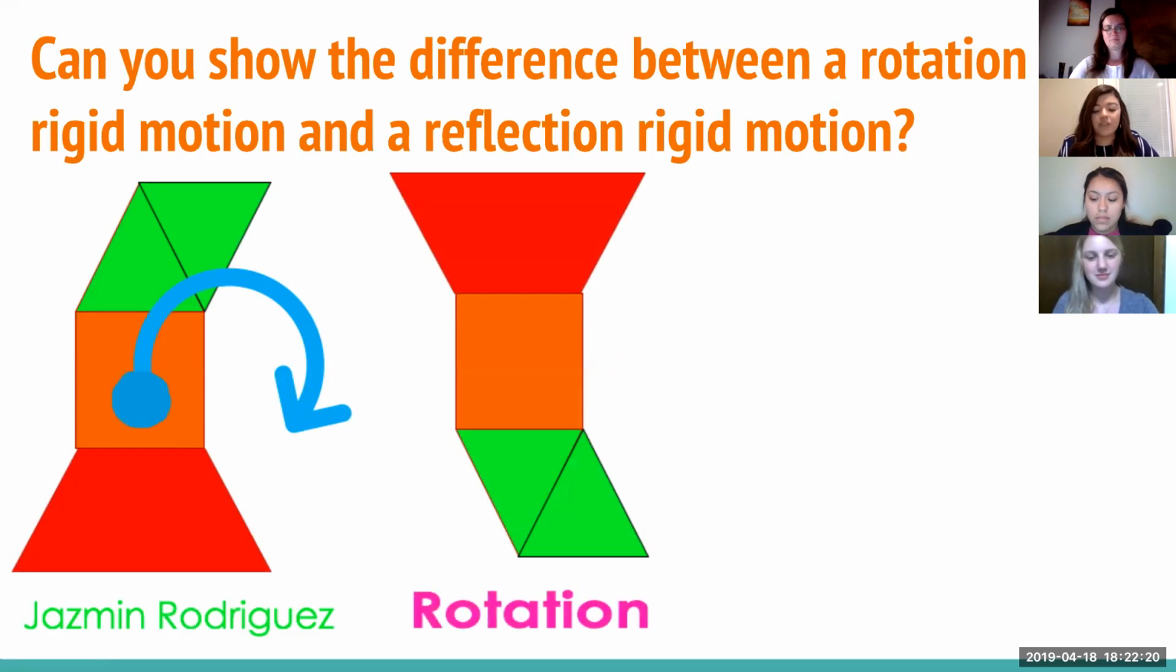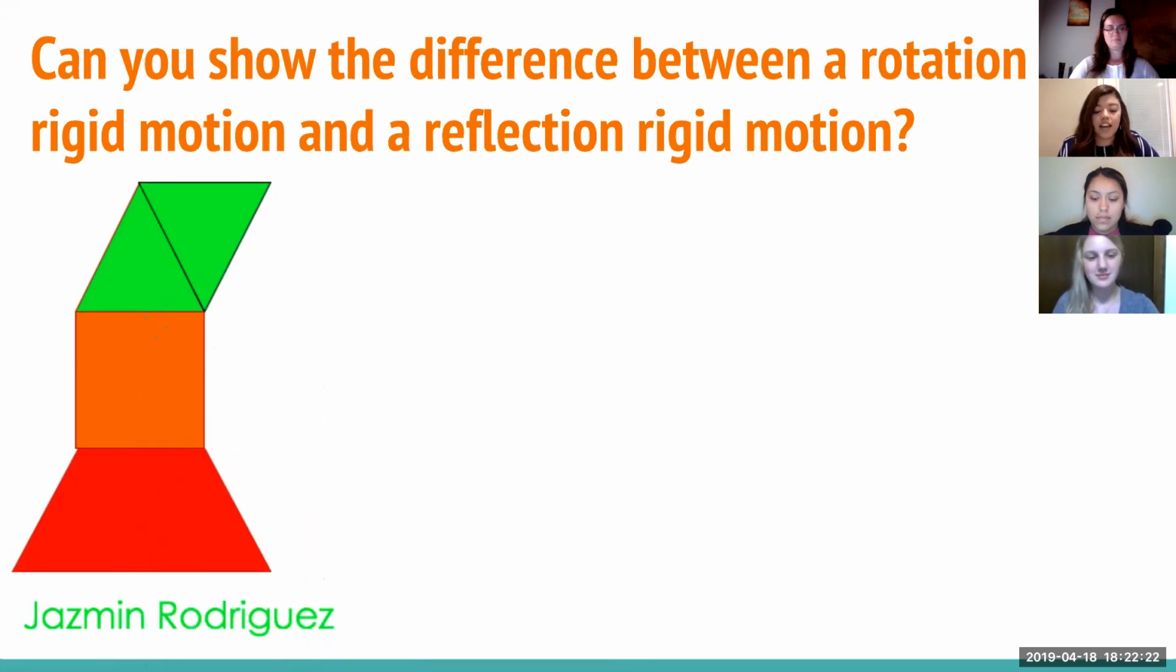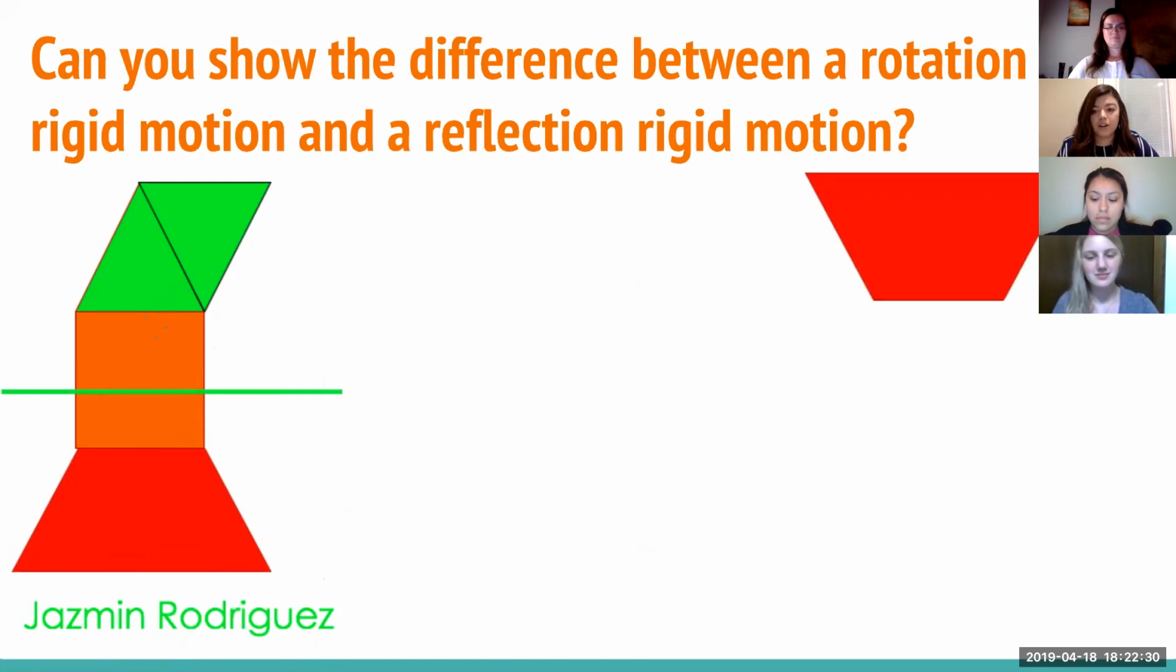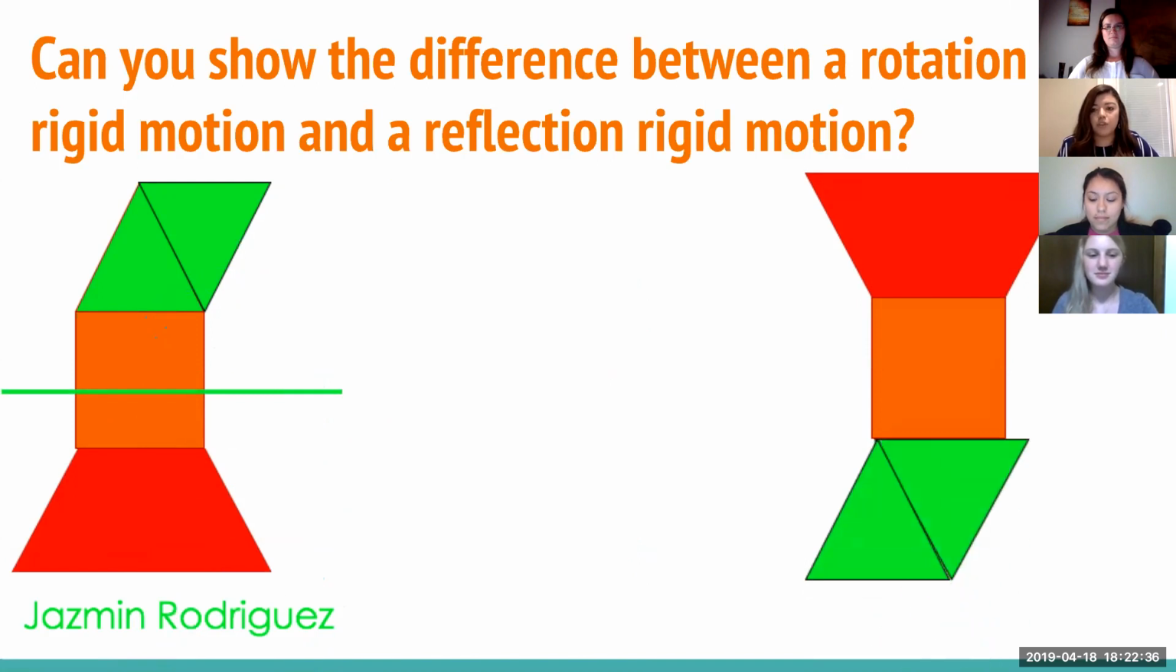Now let's look at a reflection. Let's create a reflection over a horizontal line through the center of the square. This will invert our trapezoid. Our square will stay the same, and both of our triangles will be flipped. And this is how our reflection will look.